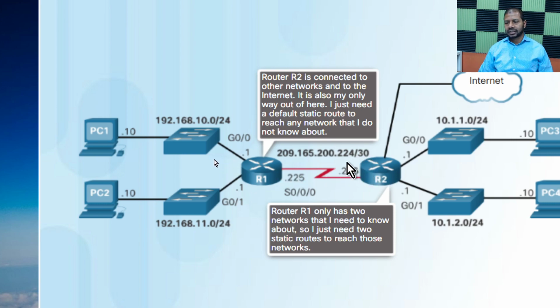R2's address here is 209.165.200.224. Well, 224 is the network, sorry, so R2's address is 209.165.200.226.